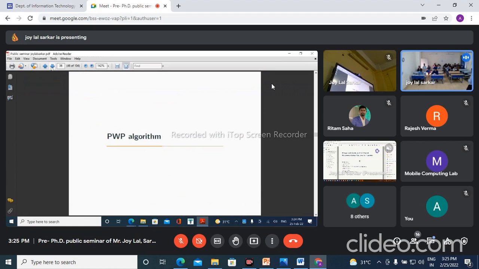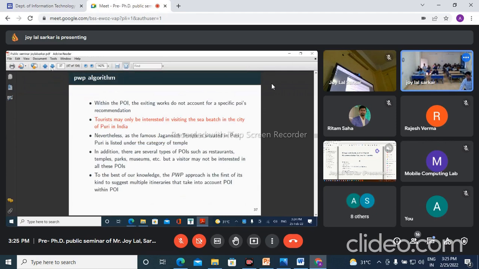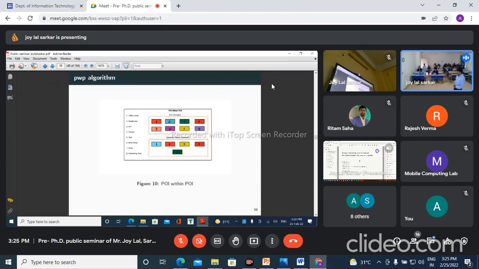So next, we have designed a technique. It is called the PWP algorithm. In the PWP algorithm, we have focused on point of interest within point of interest. Okay. So why point of interest within point of interest? Suppose I tell you a place, suppose Puri temple. Okay, Puri temple. So everyone knows about Puri.